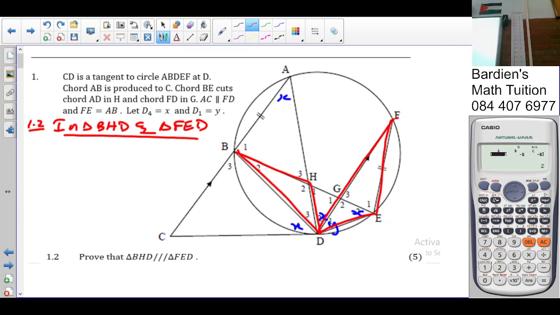Okay, so from that, what do we know already? From those two, we know that D1, I've highlighted this already, is equal to D3. Why is D1 equal to D3? Equal chords subtend equal angles on the same side. So that's 1. What else do we know? We know that angle B2 is equal to angle F. Why is it equal to angle F?